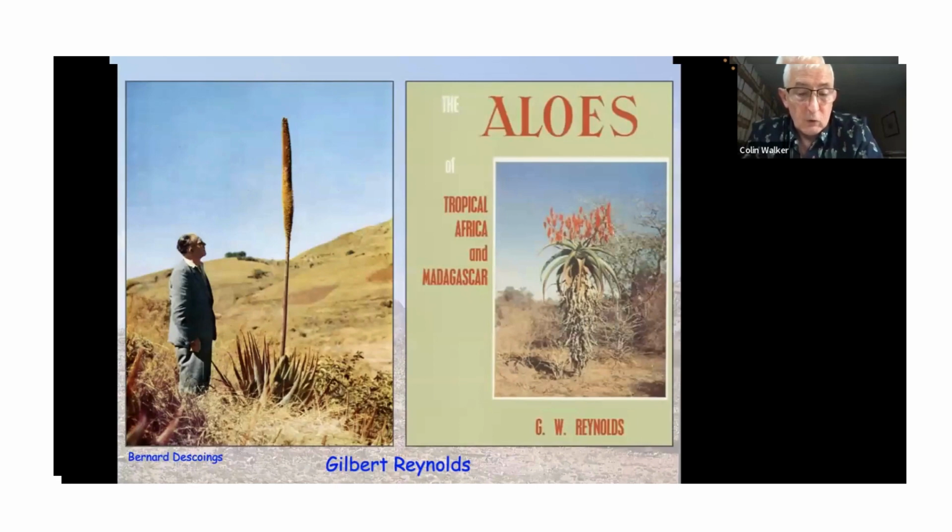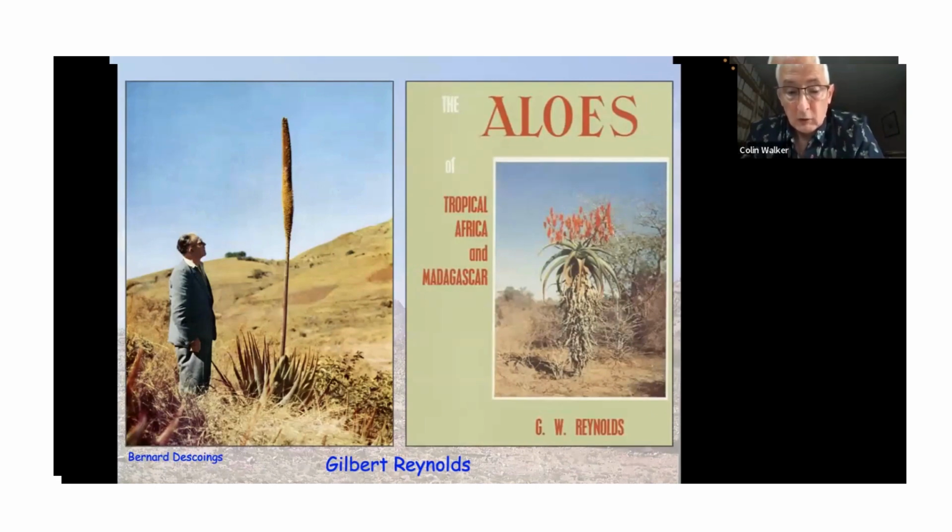Reynolds is famous for two books on aloes. In 1950, he published The Aloes of South Africa, which included information on the South African species, particularly Aloe dichotoma. But in 1966, he published The Aloes of Tropical Africa and Madagascar.